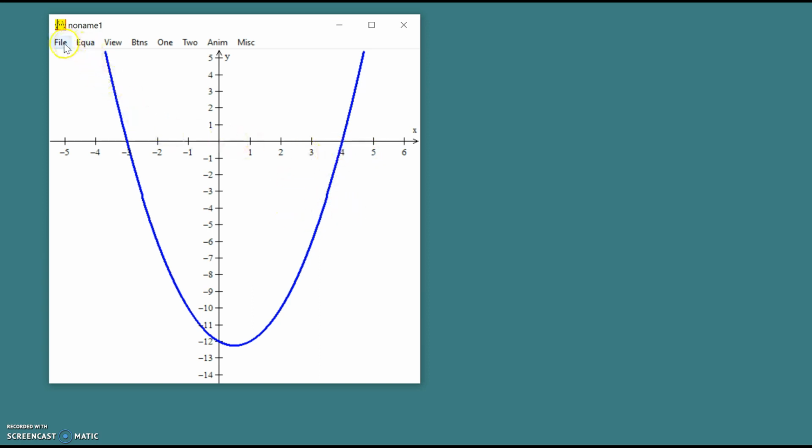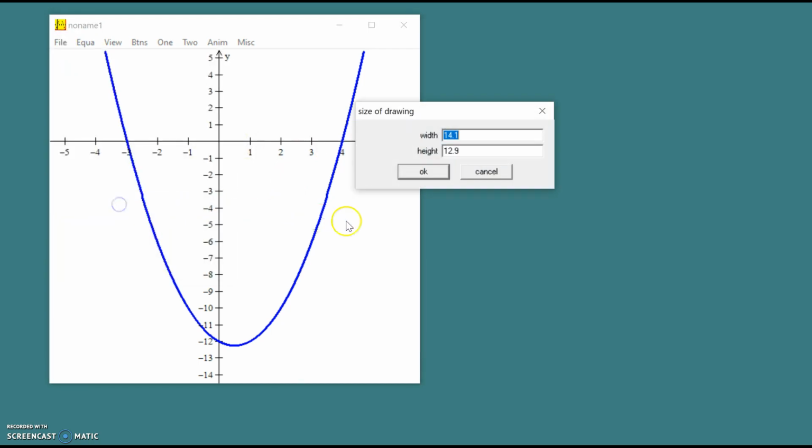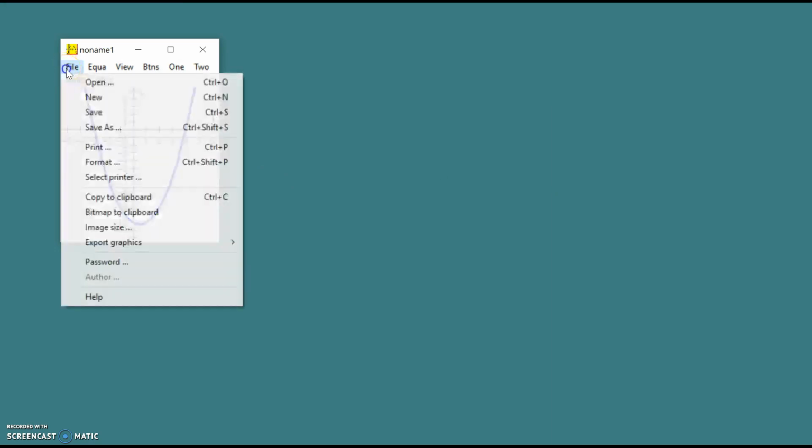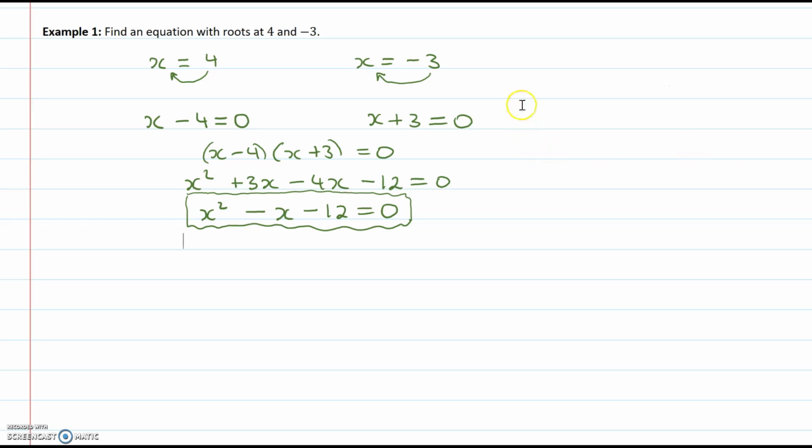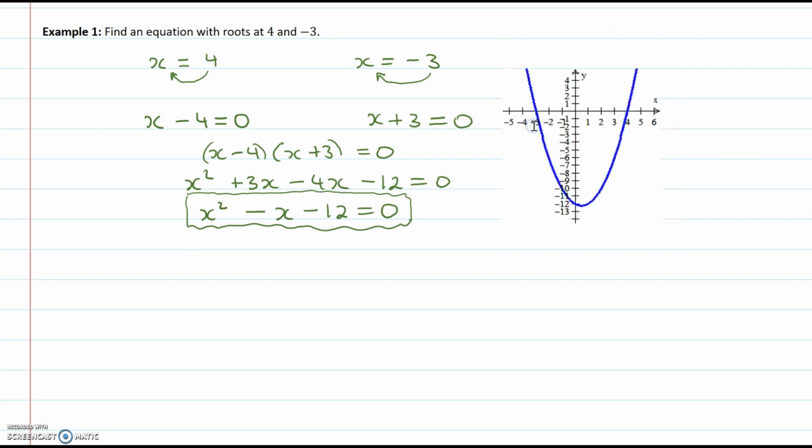So what I'm going to do, I'm going to take that, resize it a little bit, because I'm going to copy and paste it into the work that we've just been doing here. So hopefully it'll fit here. And there you see, there's the graph. And the 4 and the -3 that we started with, those are the positions where the graph crosses the x-axis. That's how you know you're right.